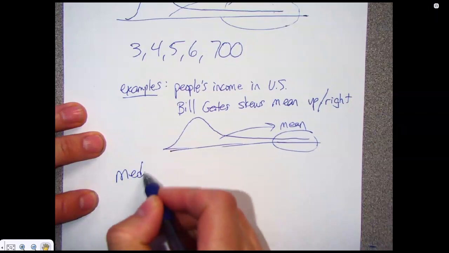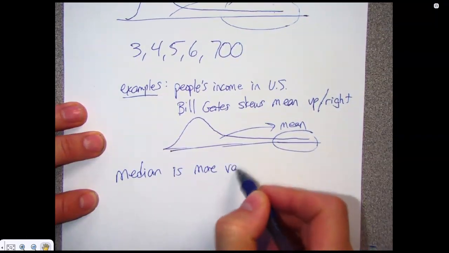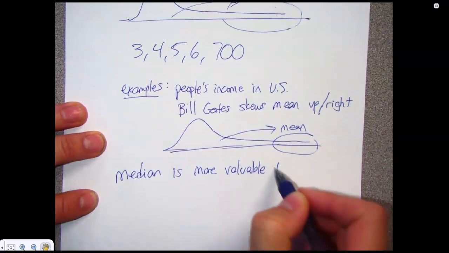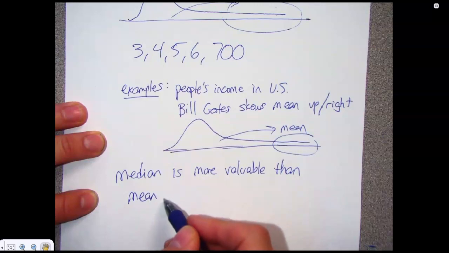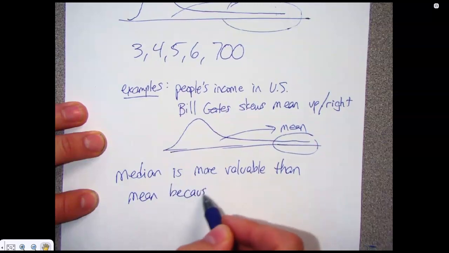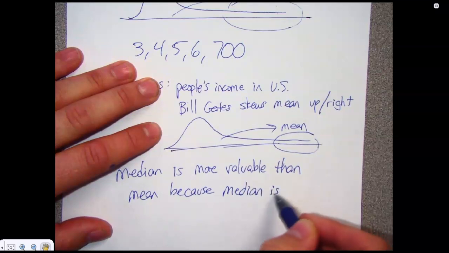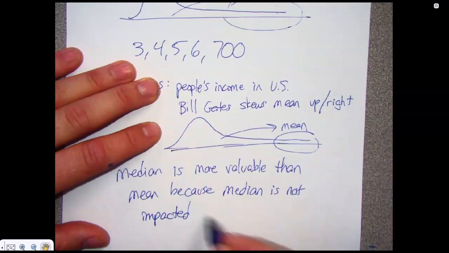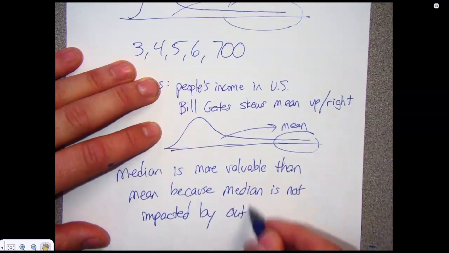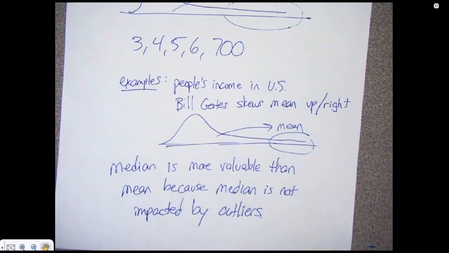So median is more valuable than mean because median is not impacted by outliers, where the mean is impacted by outliers, right?